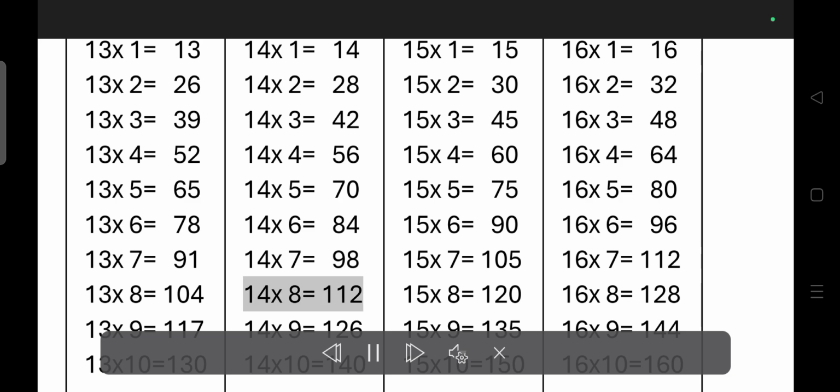14 times 8 is equal to 112. 14 times 9 is equal to 126. 14 times 10 is equal to 140. 15 times 1 is equal to 15. 15 times 2 is equal to 30.